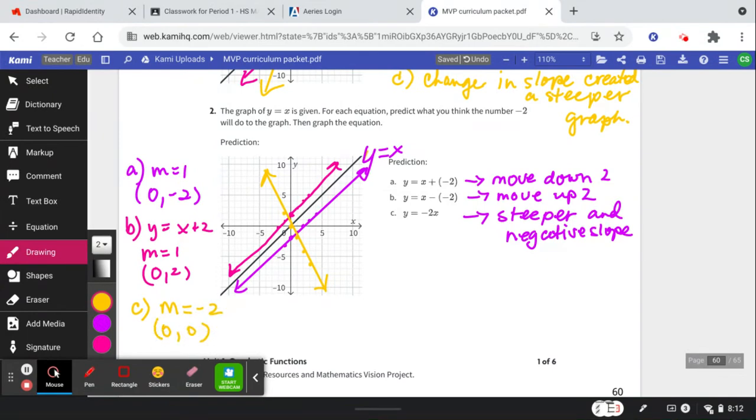All right, how'd you do? Did your predictions work out over here? I hope you're starting to get a feel for how those numbers change your graph.